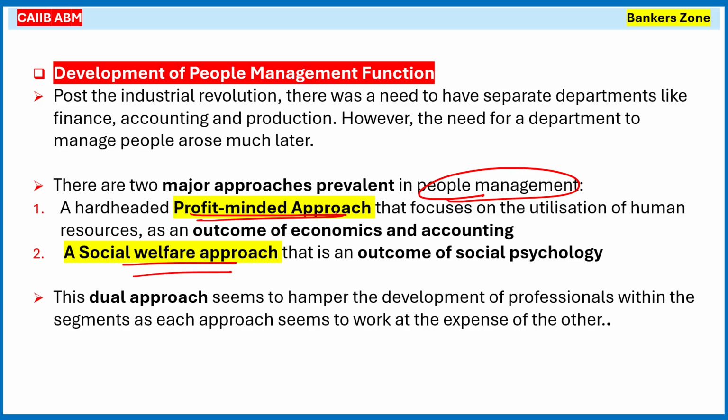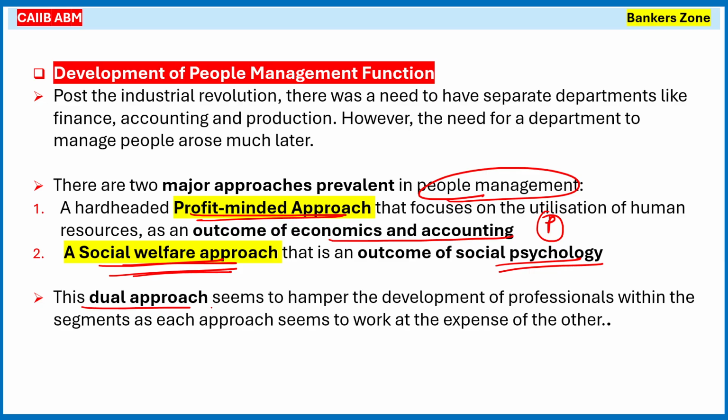So profit-minded means what? Whatever the people are working, we don't care about them. We only focus on economics and accounting. Means what? The profit we are focusing on. And the social welfare approach is the outcome of social psychology. Means what? We will also consider the employee as human. Okay, so these are the two approaches to manage the people.